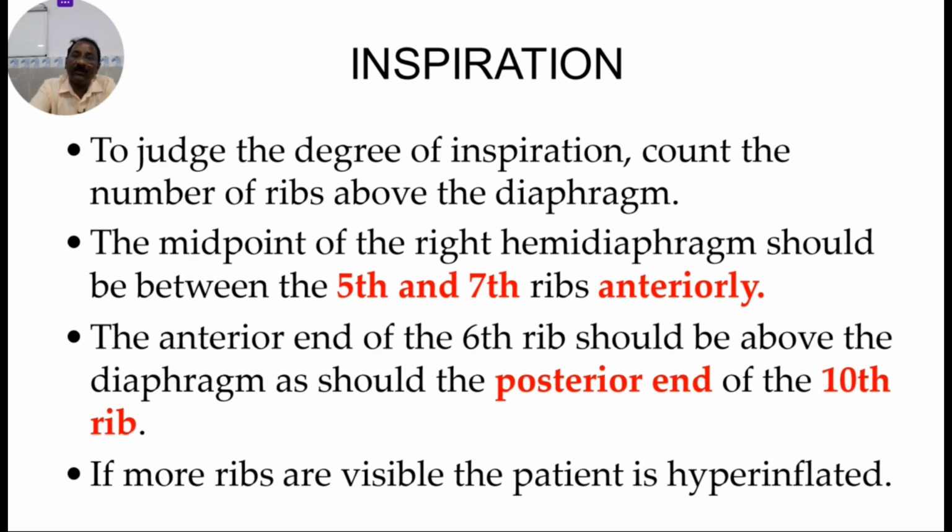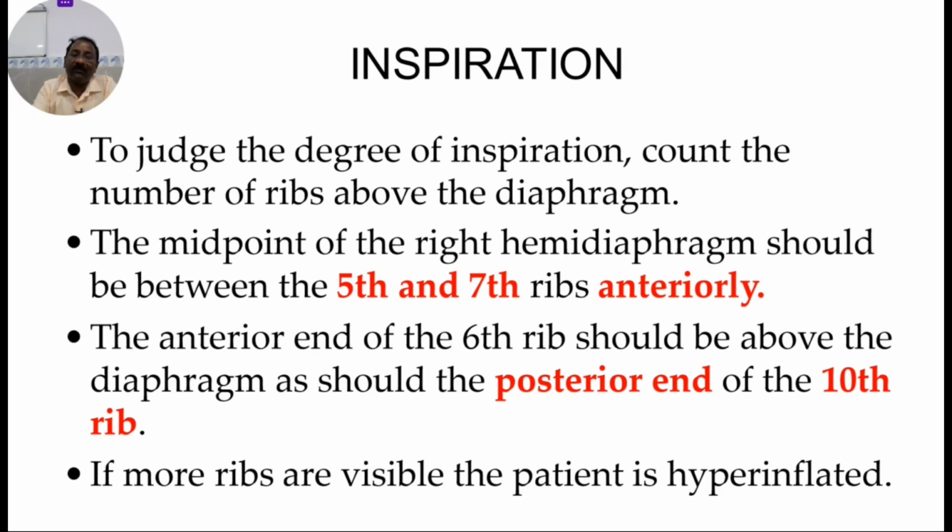So we count the ribs from the anterior and also from the posterior end. The midpoint of the right hemidiaphragm should be between the 5th and the 7th ribs anteriorly. If you count the ribs anteriorly, the diaphragm should be on either the 5th or the 6th or the 7th rib. If you count from the posterior end, it should be on the 10th rib.